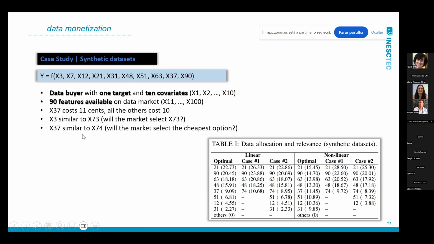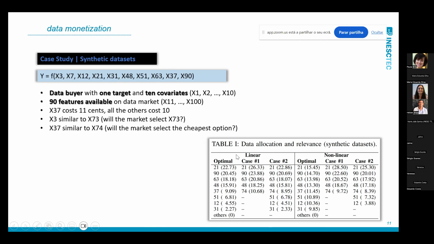We also consider that X37 is similar to X74, so two features similar. This one is more expensive. They all cost 10 except this one that enters here in the model that generated the data, but this one is the cheapest option. So the model should select this one instead of this one because they are really similar, but this one is cheapest. We then simulated the market.